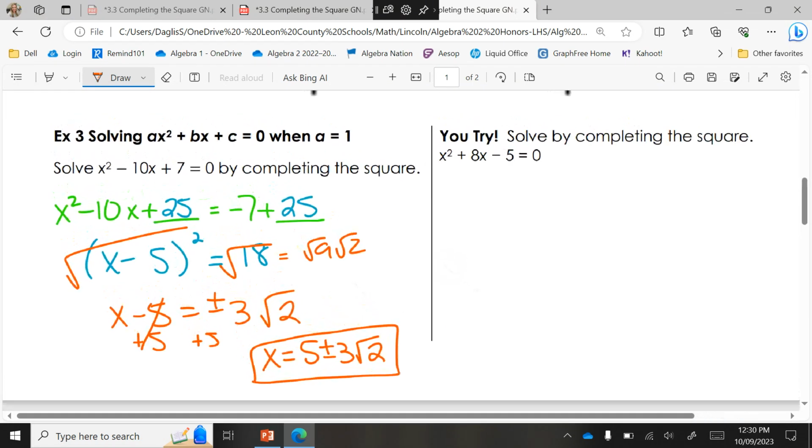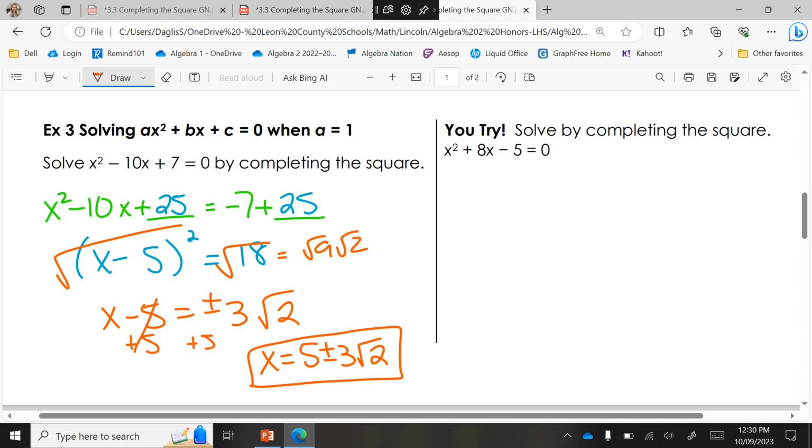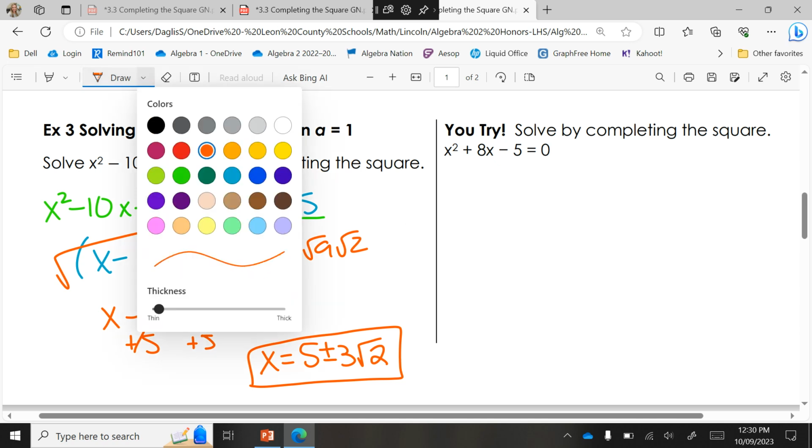You try. Yes. X squared plus 8x minus 5. You try that one. You try this one. I'm going to put the answer up here. When you are ready to look up, it will be there for you.